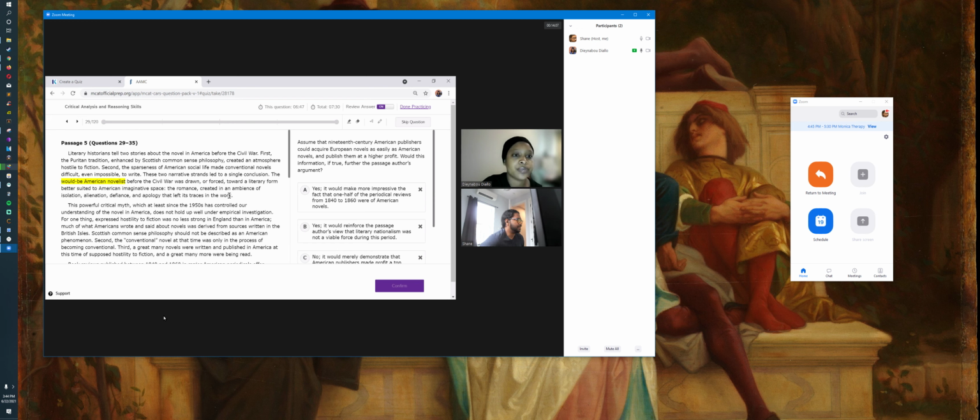Alt? Yeah. So would-be American novelist, and then I would highlight forced, and then highlight imaginative.